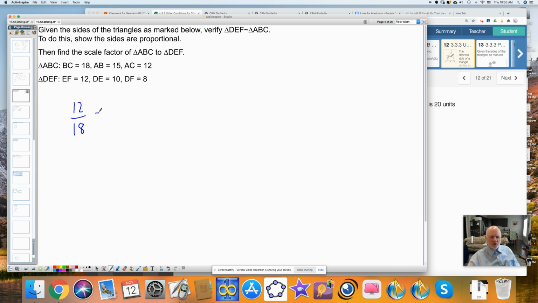Are the sides proportional? Is the 10 over 15 the same thing? Is the 8 over 12 the same? When you simplify this, you get 2/3. 2/3 is my scale factor. If I multiply these first sides by 2/3, that's the common thing I'm going to multiply by, which is my scale factor. 2/3 of 18 is 12. 2/3 of 15 is 10. 2/3 of 12 is 8. So this is my scale factor. Notice I put where I'm going from on the bottom.